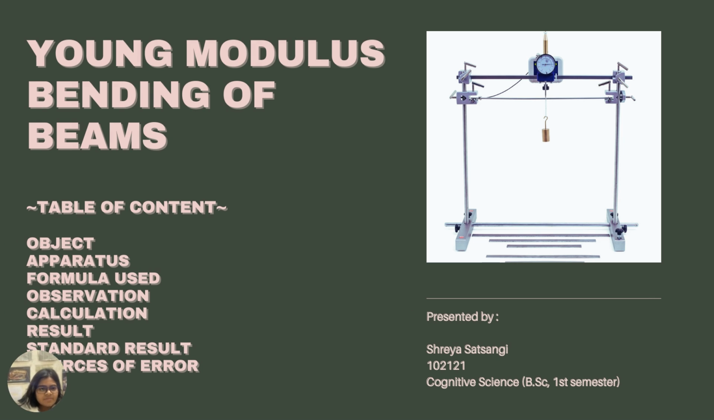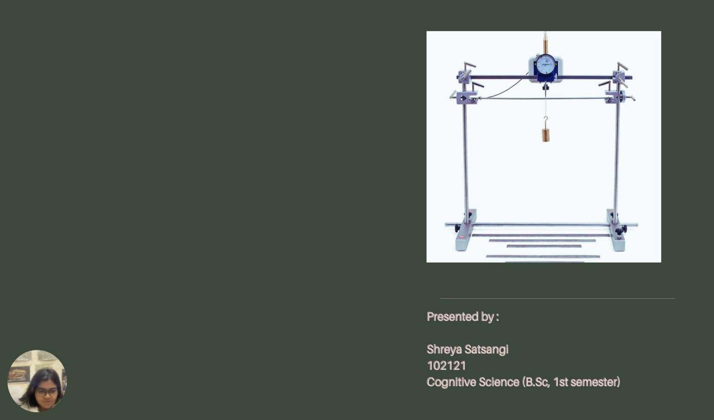My experiment is Young's modulus by bending of beams. In this experiment, we have the object, what is the object for the experiment, then apparatus, formula used, observation, calculation, results, and standard result, and then source of error.